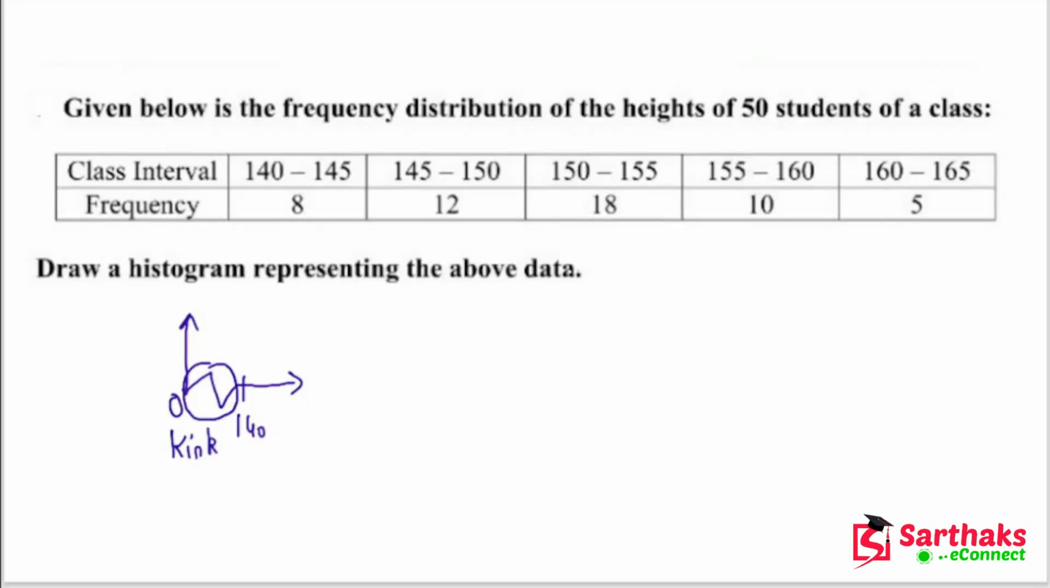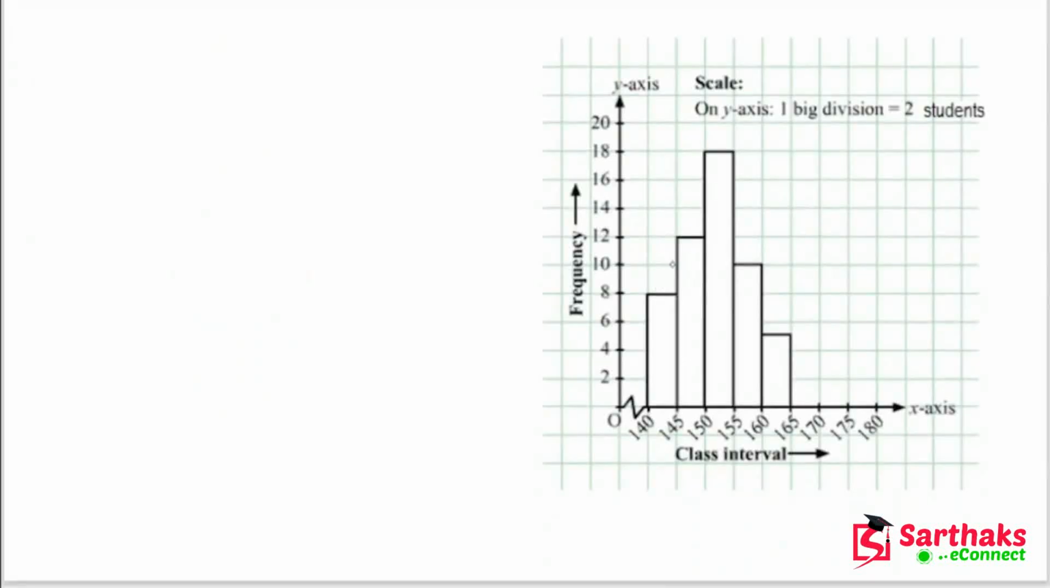Now let me show you what the histogram will look like for this particular question. The histogram will look like this. That is the histogram for the given question. You can clearly see we have used a simple kink to represent the data from 0 to 140, because we do not have any value of frequency. From 140 to 145, since the value was 8, we have written 8. From 145 to 150, the value was 12, so we have written 12. So the height of the rectangle became 12.